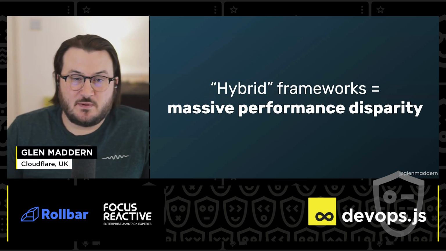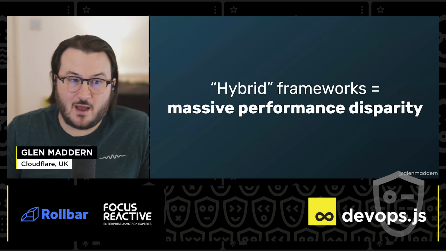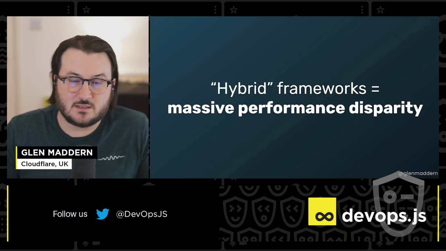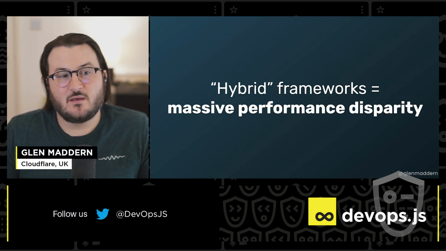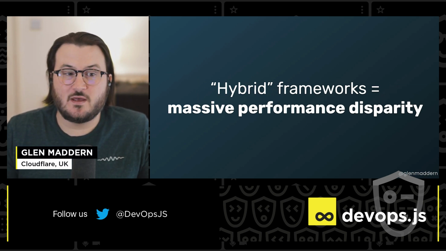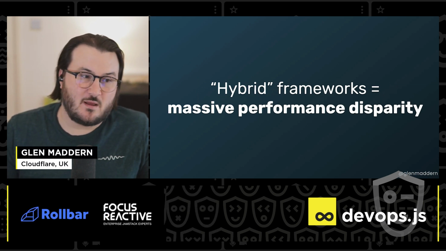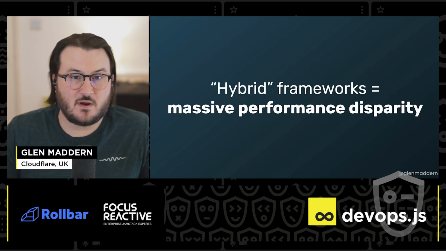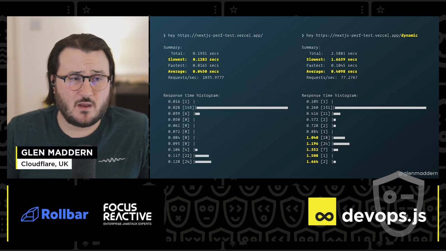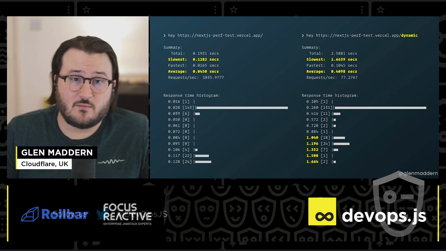The other thing is that there's been a tendency towards looking beyond Jamstack into this idea of a hybrid framework where some pages are static and some pages are dynamic. But something I'd like people to be a bit more aware of is that when you're thinking about performance and you're thinking about moving from static to dynamic, there can be a huge performance disparity between the two. I actually ran a benchmark this morning on a Next.js app running on Vercel.